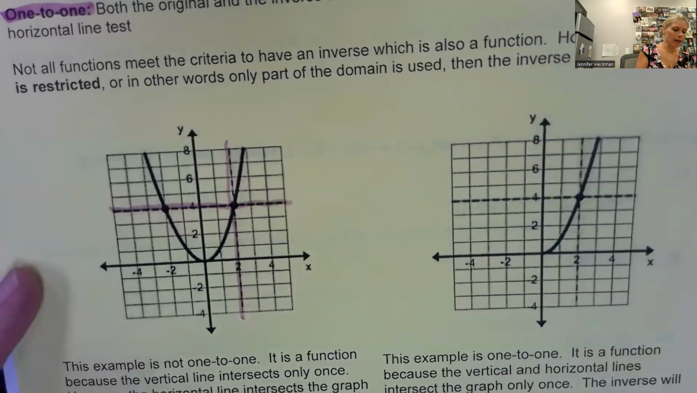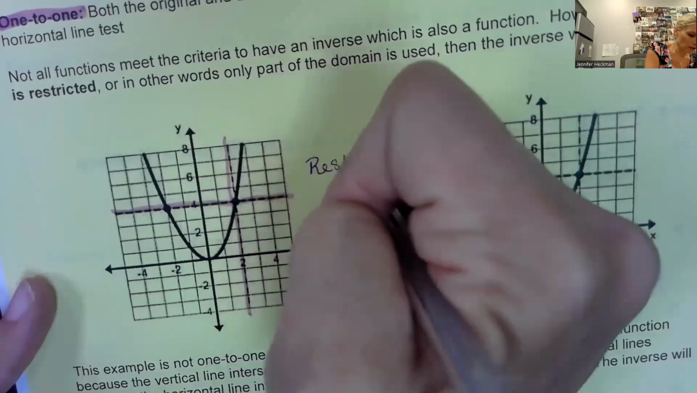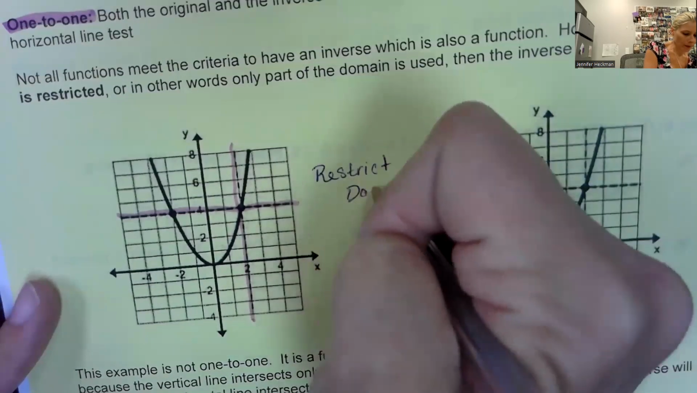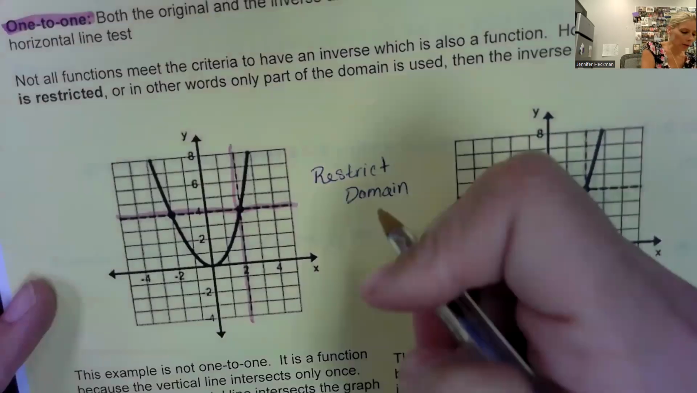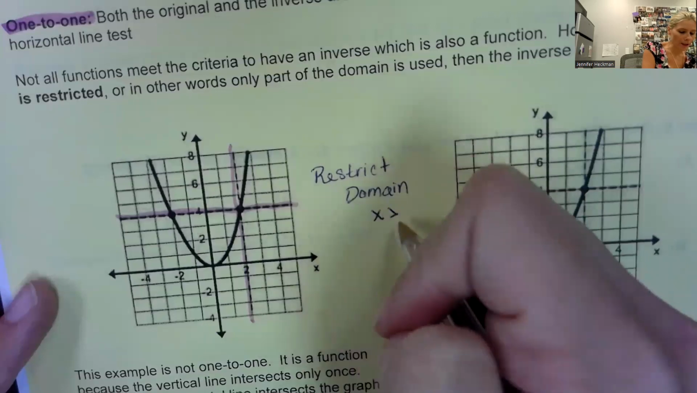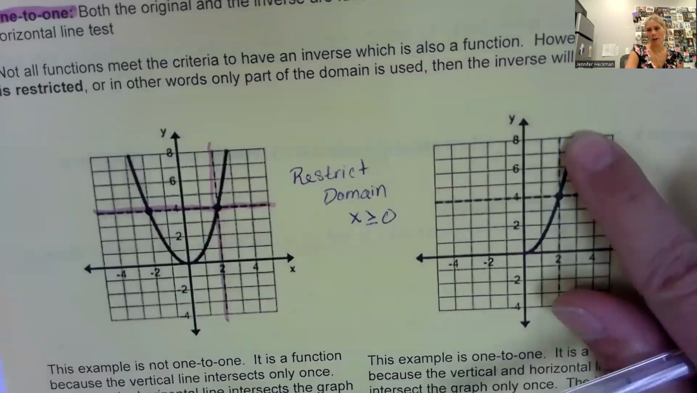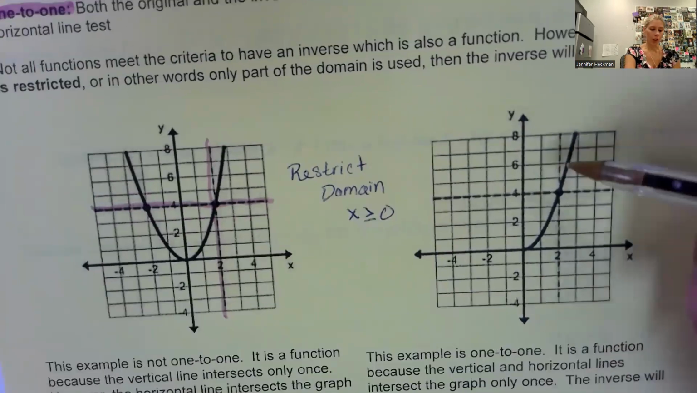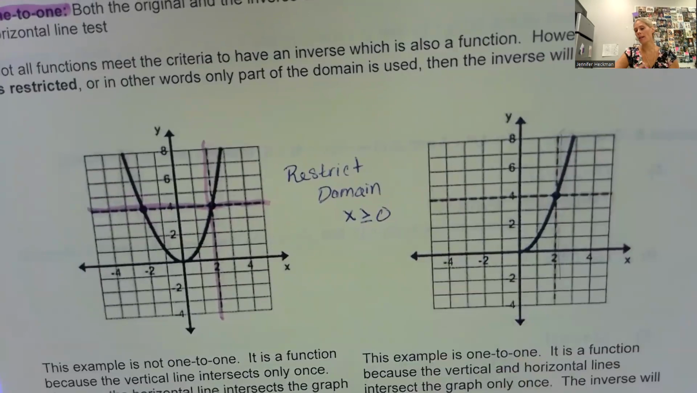What's happening right here is we're restricting the domain by saying, hey, I only want the x values that are greater than or equal to 0. So I'm just going to look at this part of the graph, and now we have a one-to-one function. Our vertical line test works and our horizontal does too. So in some cases, we're going to have to restrict the domain to find the inverse.